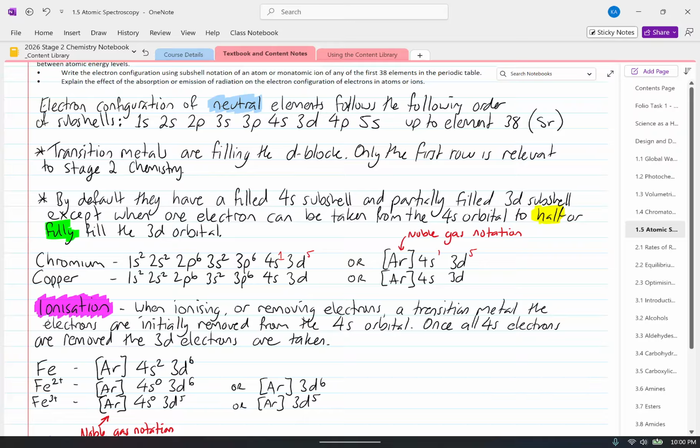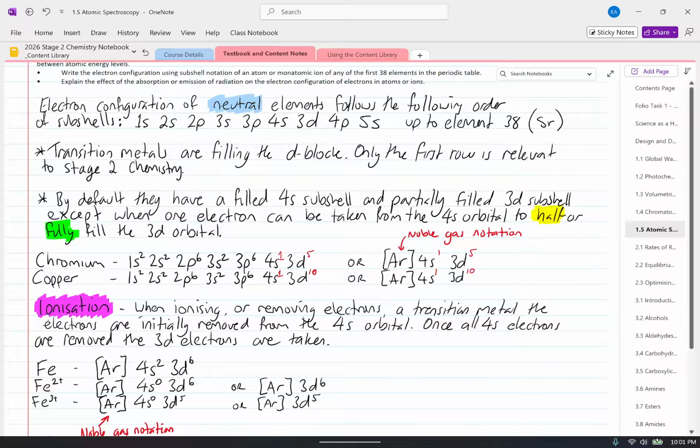Similarly, copper is the second last transition metal, and if you were filling it normally, you would have 4s2 3d9, but if you can take one electron out of the fully filled 4s, dropping it down to 4s1, and put it into the d orbital to make it fully filled, then that is what needs to happen. Now, the actual reason for why that happens is not really important. Suffice it to say that this final configuration, the 4s1 3d5 for chromium and 4s1 3d10 for copper, those are the most energetically stable versions of those elements.